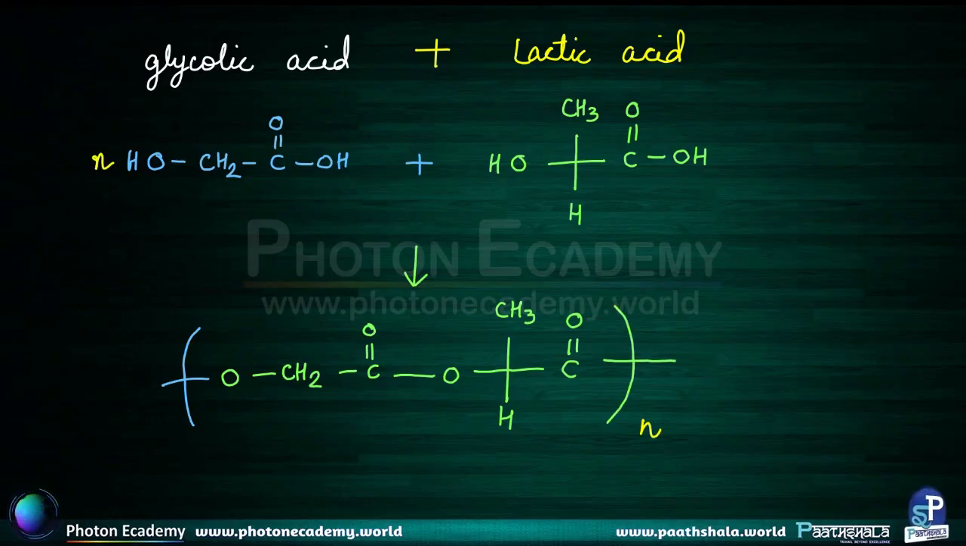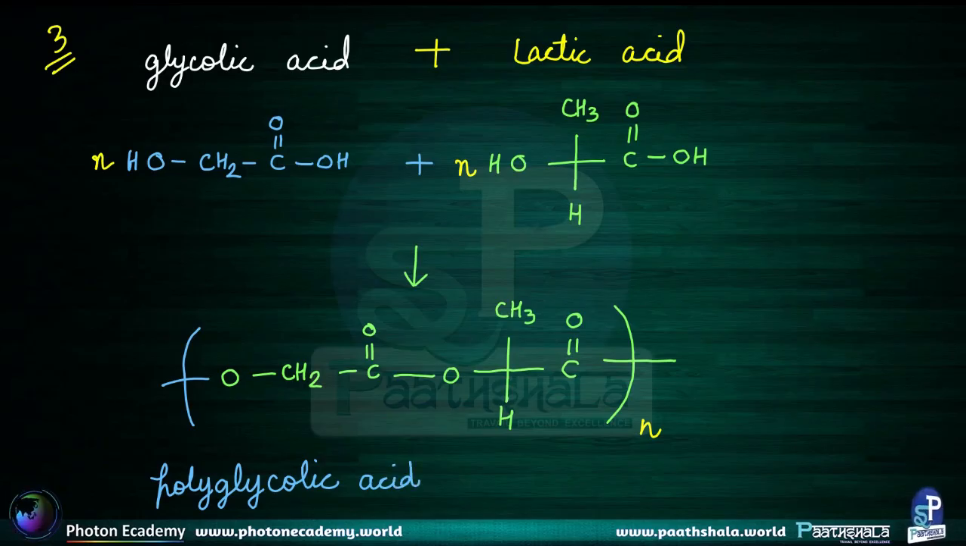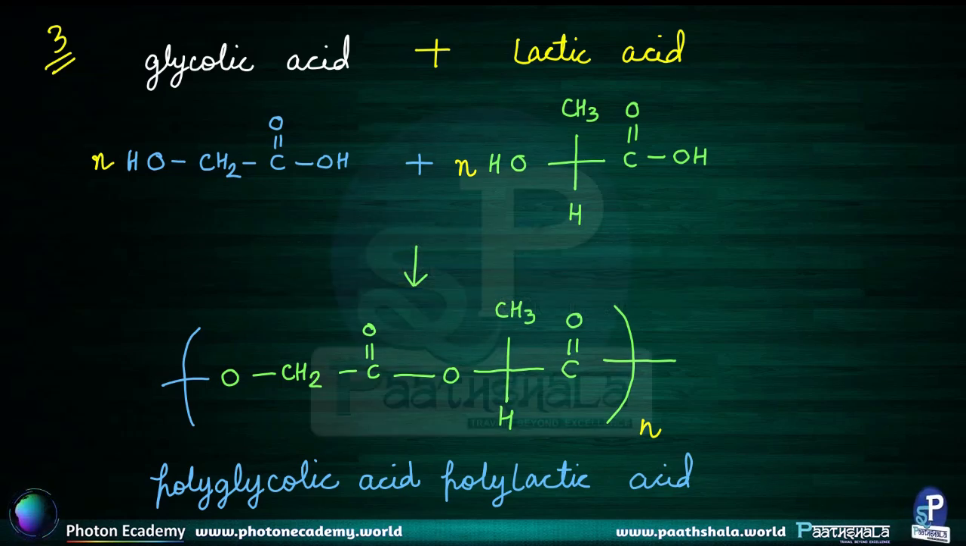So we have two monomers, glycolic acid and lactic acid, combining together to form a polymer. This is the third type of biodegradable polymer, and the name of this is polyglycolic acid, polylactic acid. So this is our third biodegradable polymer that we discussed. This is polyglycolic and polylactic acid, and this is a biodegradable polymer. So this brings us to the end of the polymer chapter.